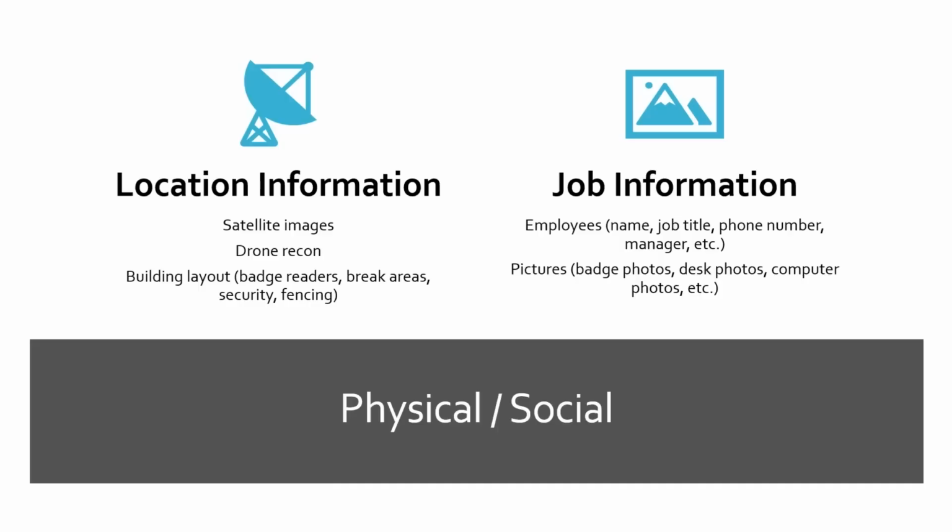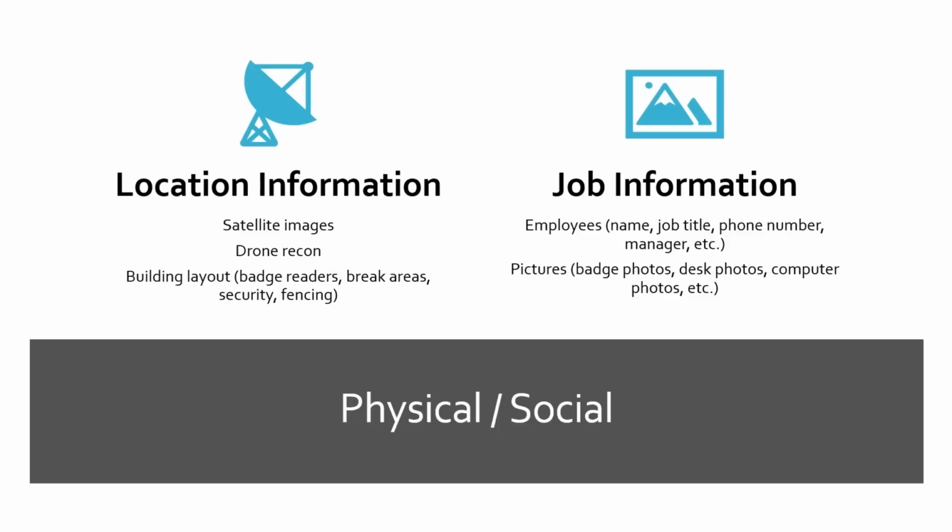Now, the other aspect of this is the job information. So we might be looking for employees online. I might want to know somebody's name, job title, phone number, who their manager is. I try to get a good idea of what people look like, so if I see them on site, I have a good idea who they are. I also look for pictures. I cannot tell you how many times a badge photo is posted on LinkedIn or somebody posts on Twitter. You could see all the memes out there about people posting their photos at work, and it's bad. It happens all the time. I see it to this day.